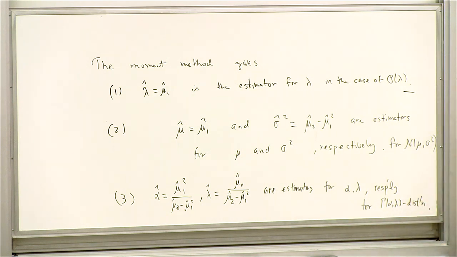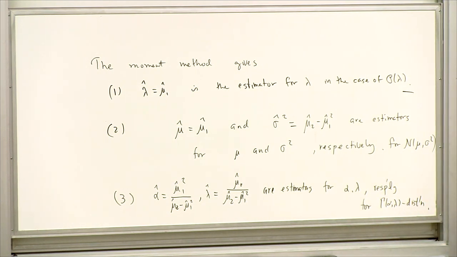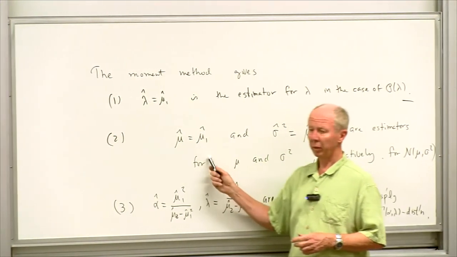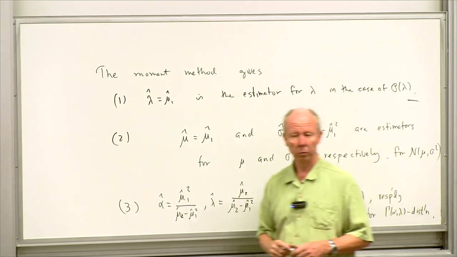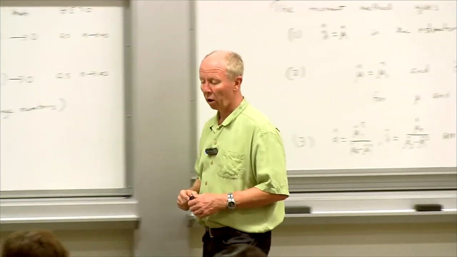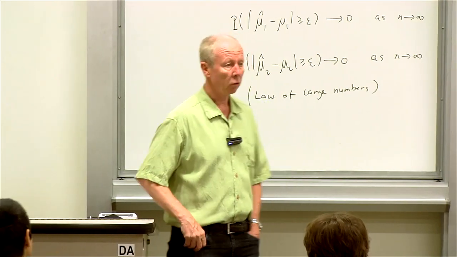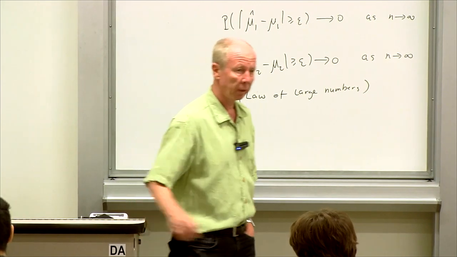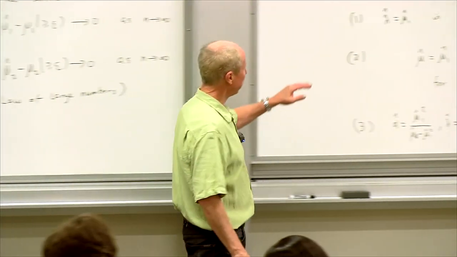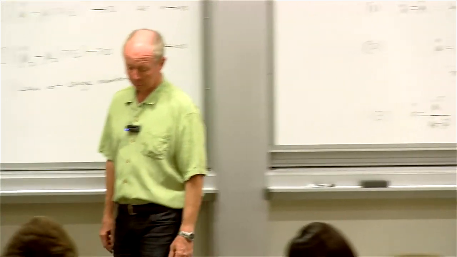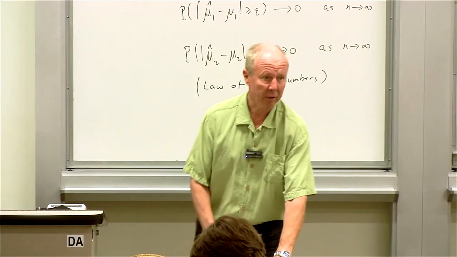Okay. And next time we'll talk about the statistical properties of these estimators using, say, law of large numbers, central limit theorem, or law of rare events, things like that. So we look at the distribution of these estimators. Okay, but this is the method of moments.